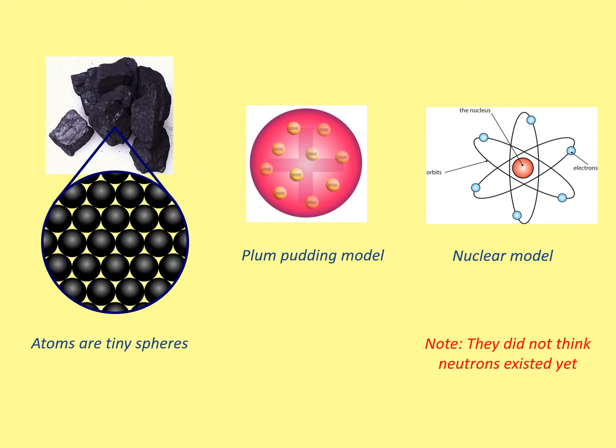Here is a recap of the three models we've looked at so far. It started with tiny solid spheres. Then that changed to the plum pudding model once we discovered the electron. And then after the alpha scattering experiment, it changed to the nuclear model. So you can see how it's been changing just from these first three. They didn't think that protons and neutrons existed yet, but we do think by the end of this, there is a nucleus.